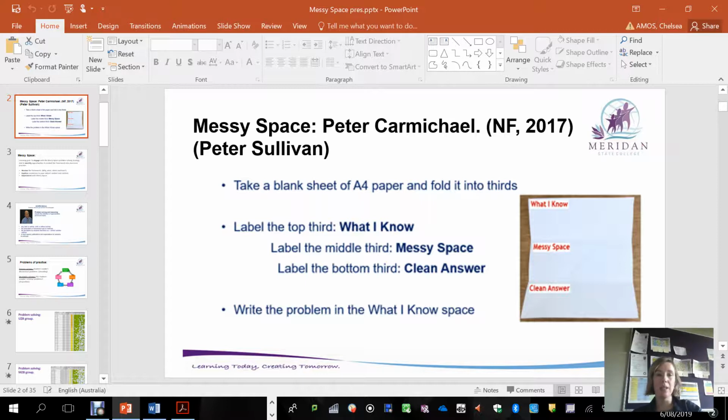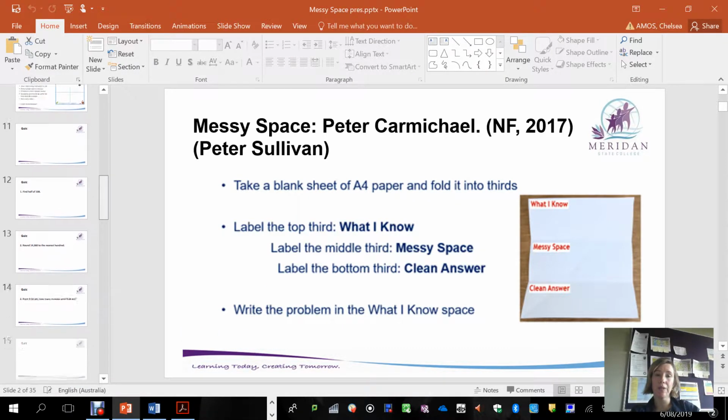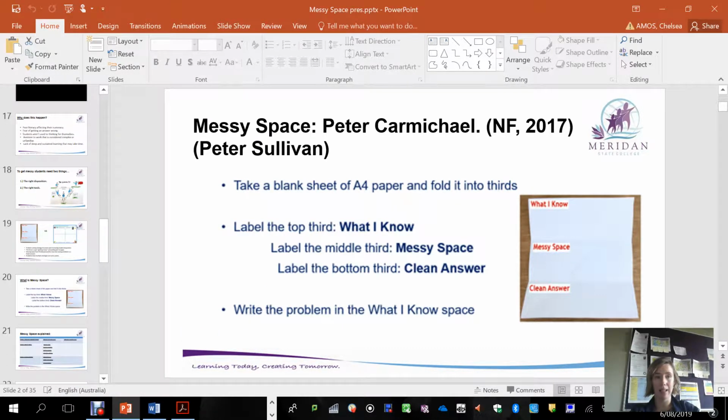Now, Messy Space is a problem-solving framework that was presented by Peter Carmichael back in 2017 at the NeuroFutures conference. However, it was actually designed by Peter Sullivan. Now, Peter Sullivan is a writer of the Australian Curriculum for Mathematics. Messy Space is about getting a sheet of paper and folding it into thirds. And it looks at what do I already know, our messy space, and then our clean answer. So there are 3 phases, and you can use this problem-solving framework in lots of different KLAs.